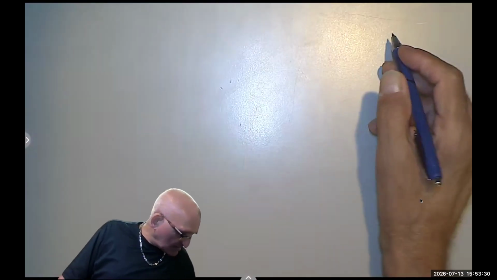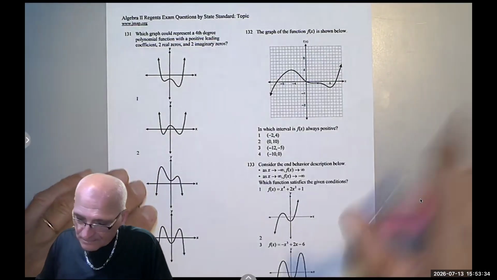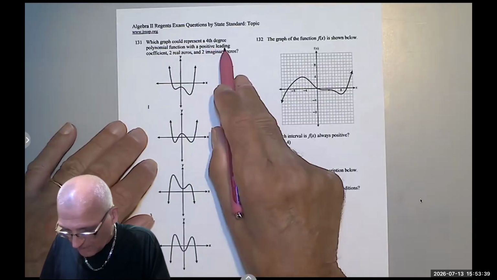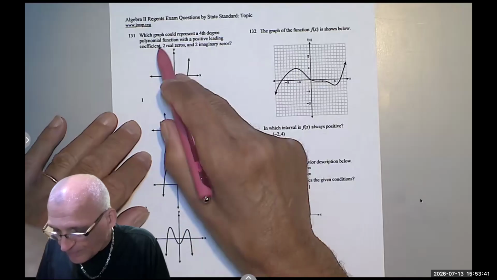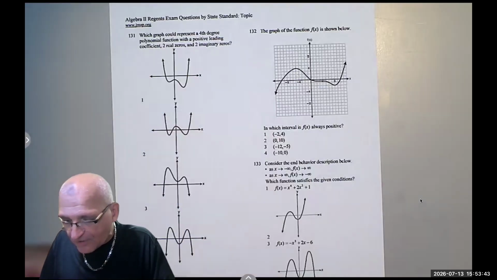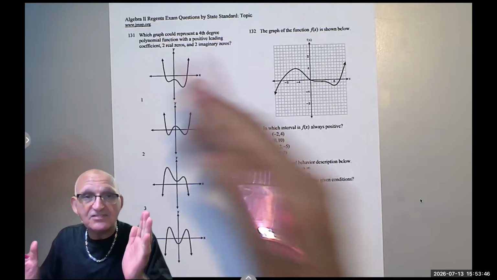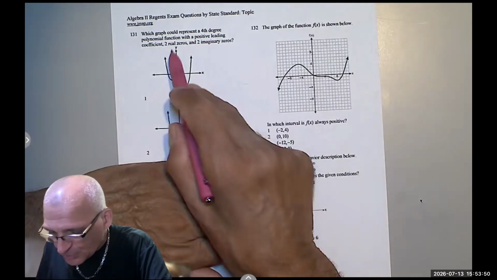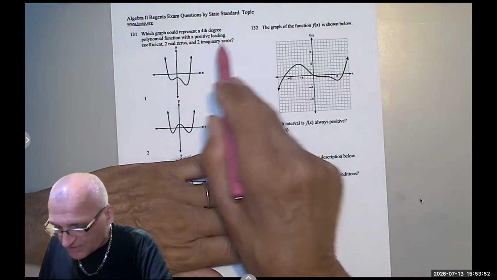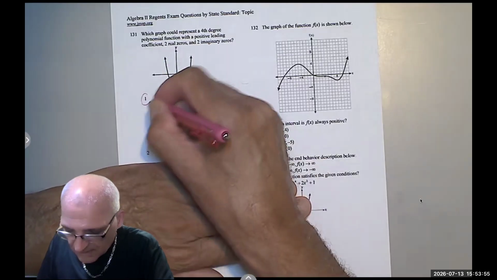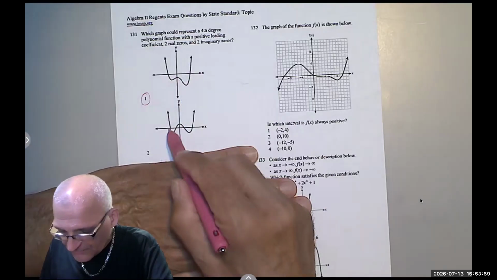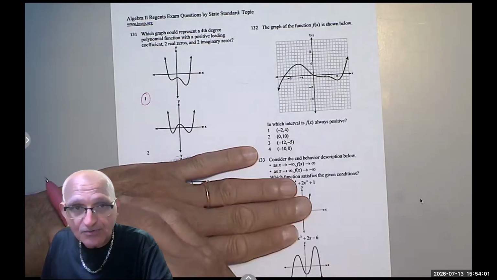Then we go to the last page. Which graph could represent a fourth degree, all of them are fourth degree, polynomial function with a positive leading coefficient of 2, meaning left and right must be going up. I can ignore these two. It has two real zeros and two imaginary zeros. Then it's number 1. Two real and two imaginary. This has 4 real. Number 2.